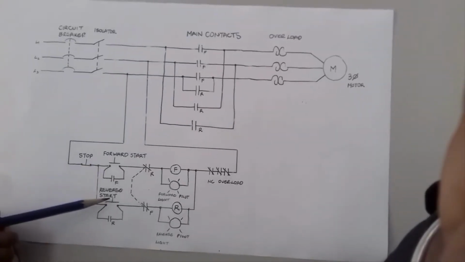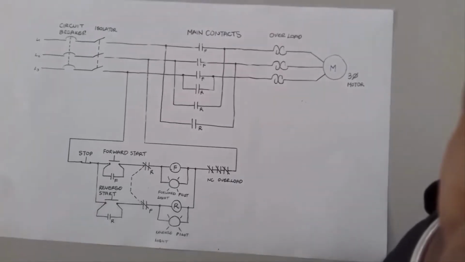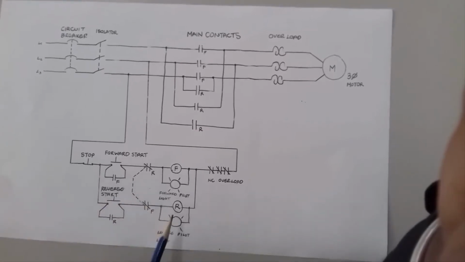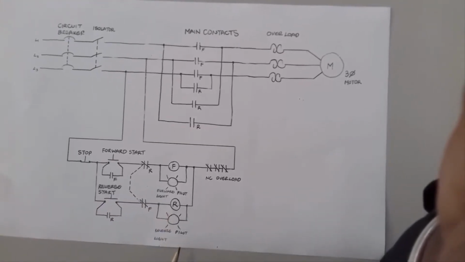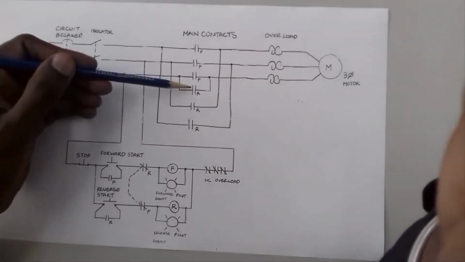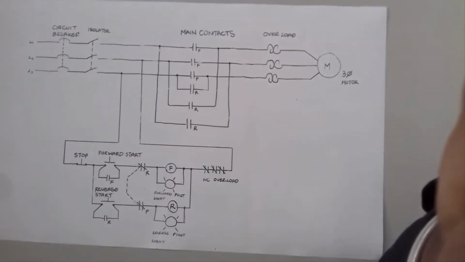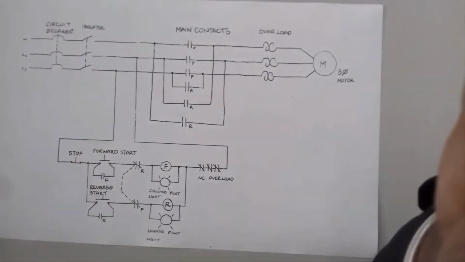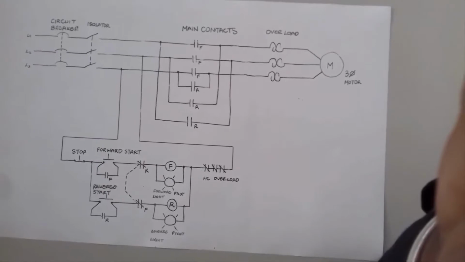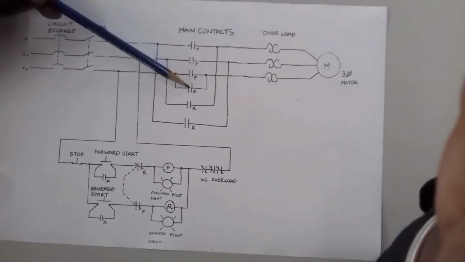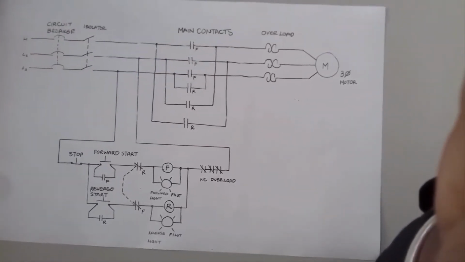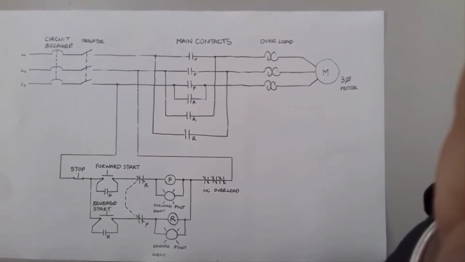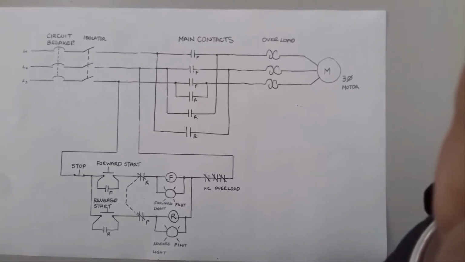We then close the reverse start push button. This allows current to flow to energize the reverse contactor coil. This then closes the 1, 2, 3 reverse main contacts, and so current will now flow through these main contacts to the motor. We must, however, note that the reverse contactor coil switches 2 phases that are connected to the forward contacts.